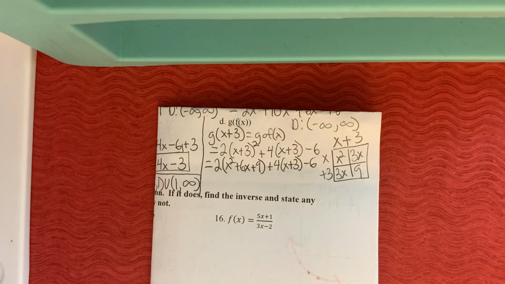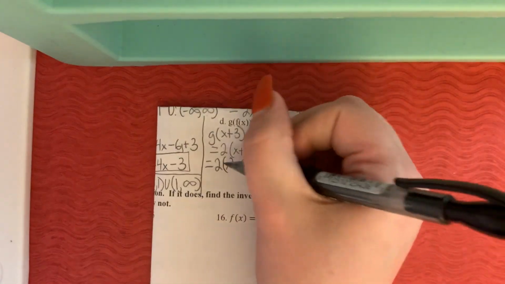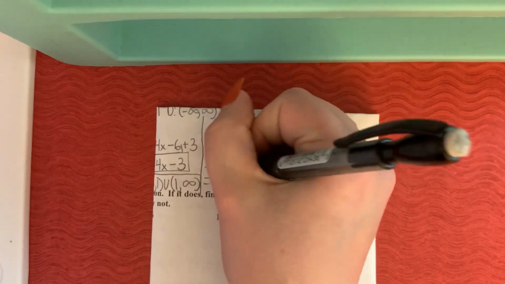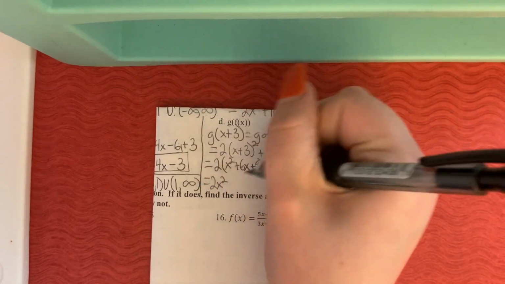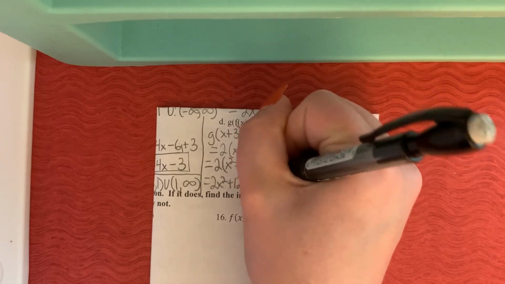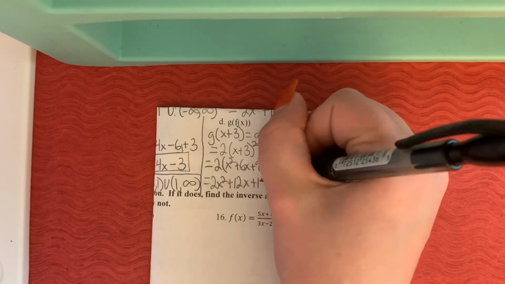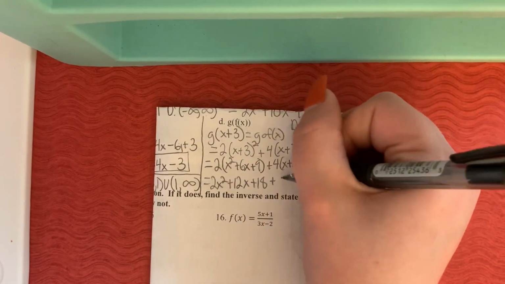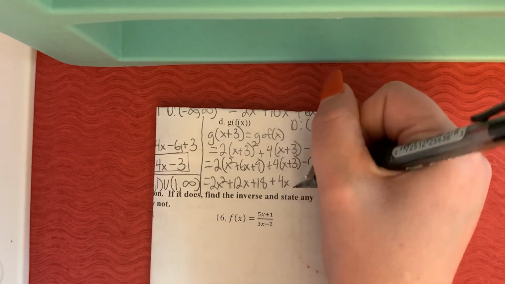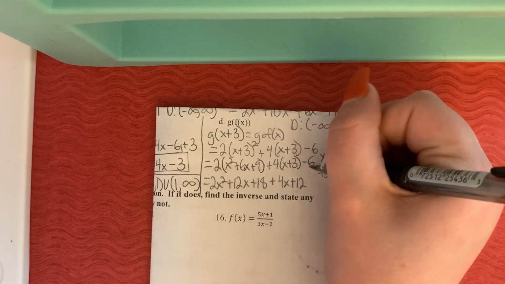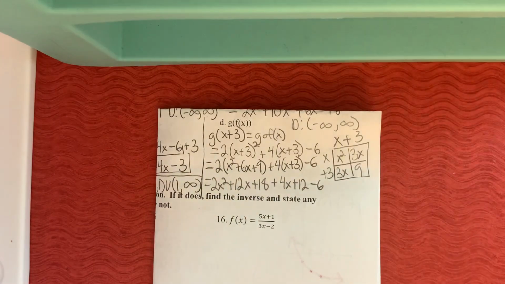So now I can distribute those coefficients. So 2 times x² is going to be 2x². 2 times 6x is 12x. 2 times 9 is 18. 4 times x is 4x. 4 times 3 is 12. And we'll keep that negative 6.